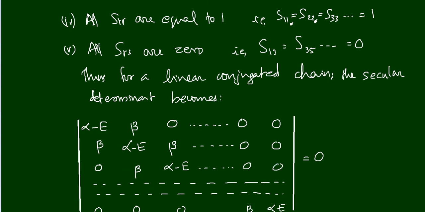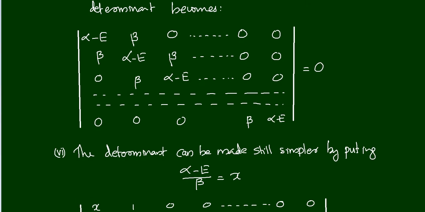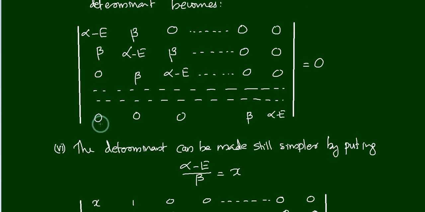If we reach the last row, we can see that all the first elements will be 0, and then the second last element will be beta, and the final element will be alpha minus E. So this determinant is equal to 0. Okay, it is very easy to write this determinant.